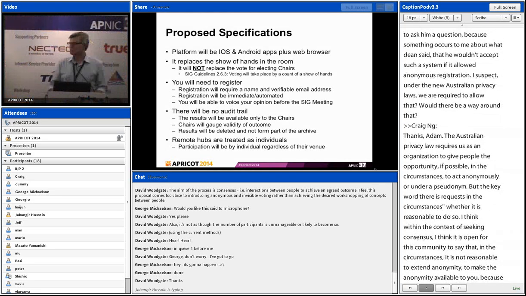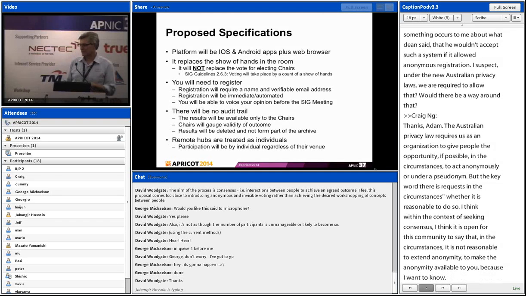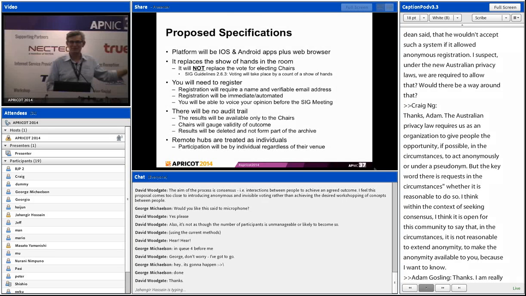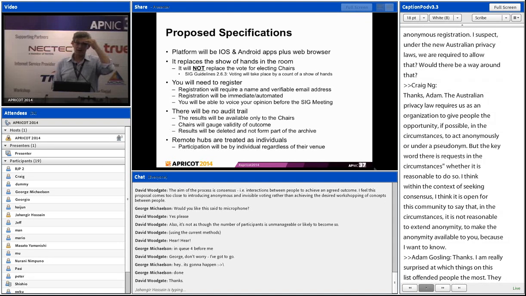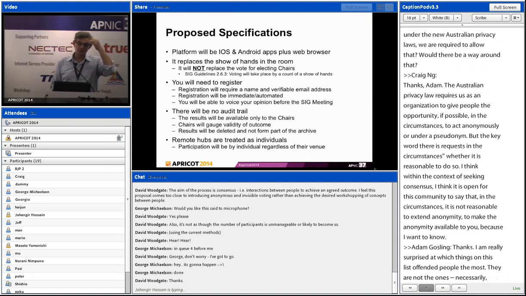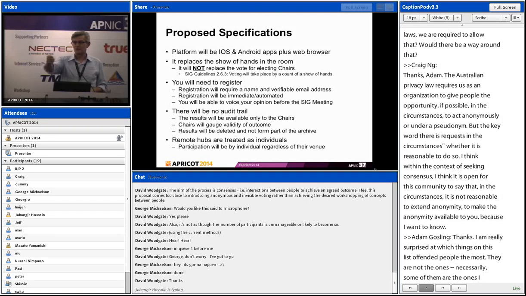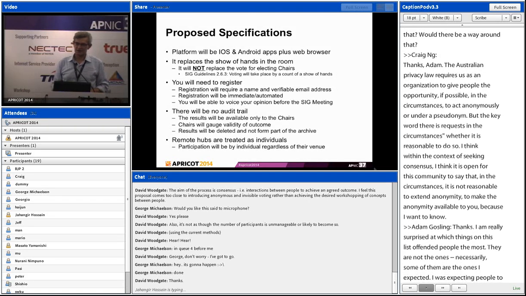I'm really surprised, just before we wrap up, at which things on this list offended people the most. They're not necessarily the ones I expected. I was really expecting people to require an audit trail. We've got a bot master in the front here that's keen to go.